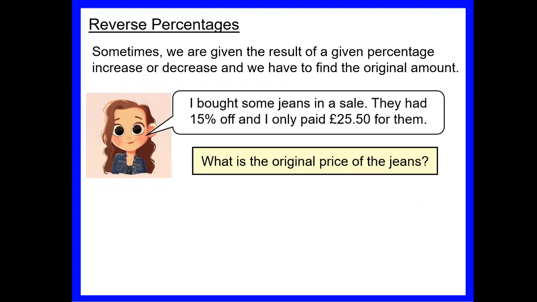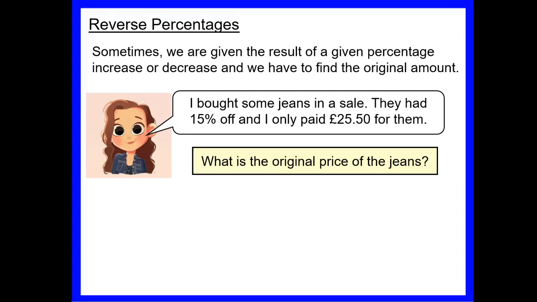Okay, moving on then, the main part of the lesson. We're going to start with reverse percentages. As it says, sometimes we're given the result of a given percentage increase or decrease, and we have to find out the original amount. So it says I bought some jeans in a sale, they had 15% off, and I only paid £25.50 for them. What was the original price of the jeans?